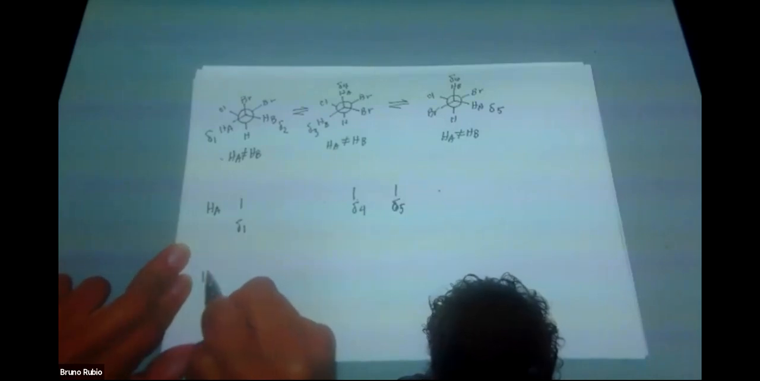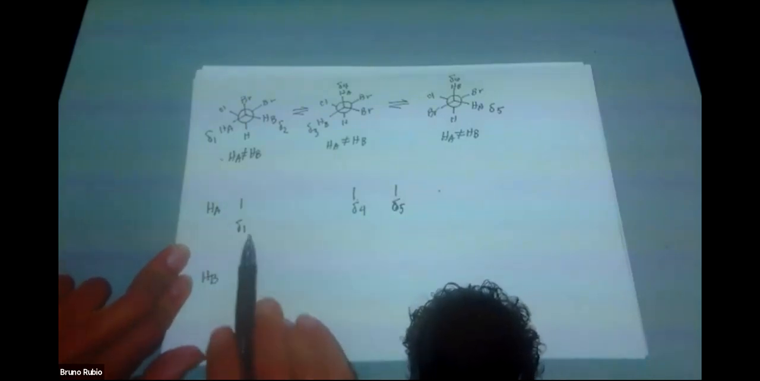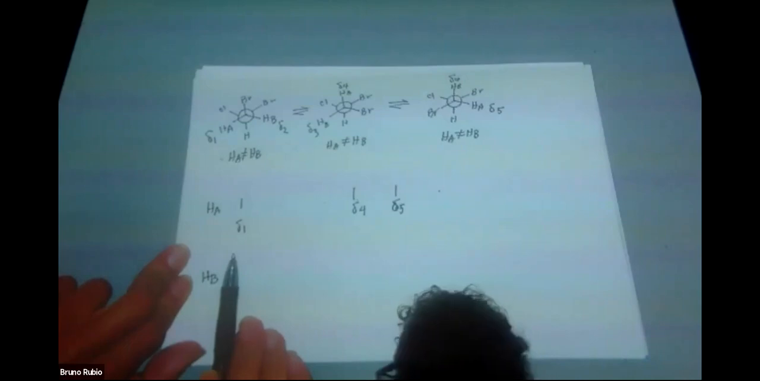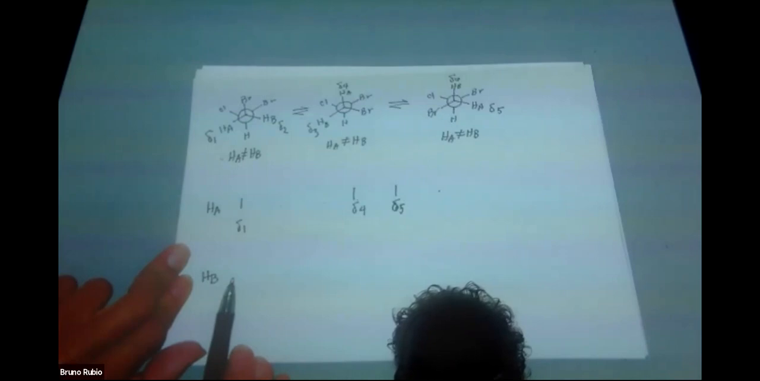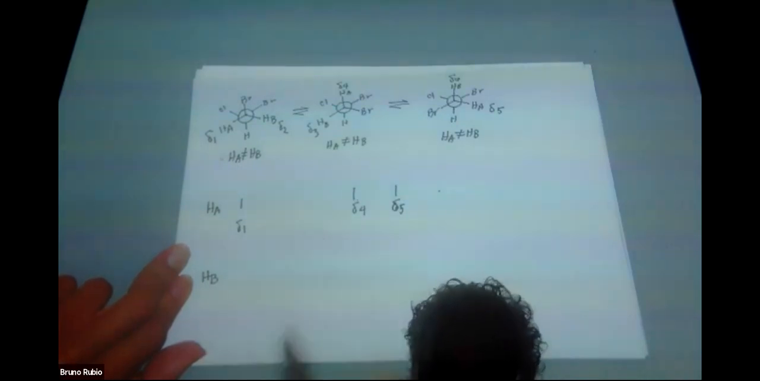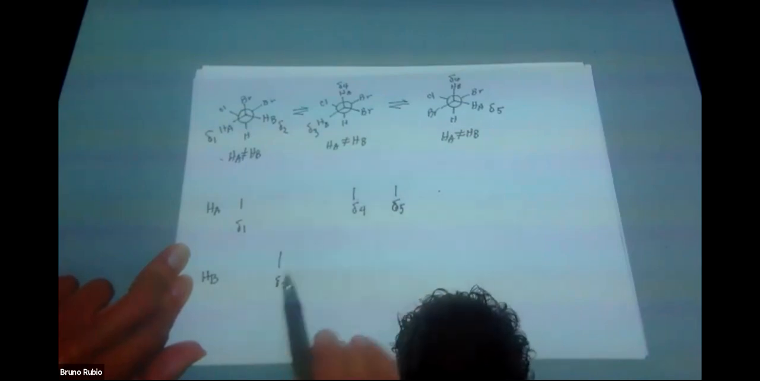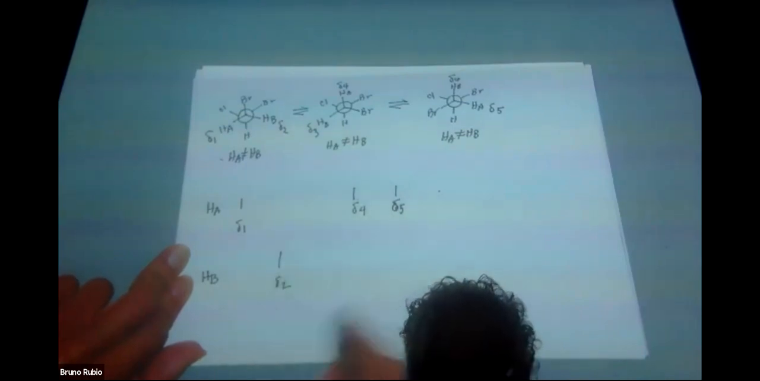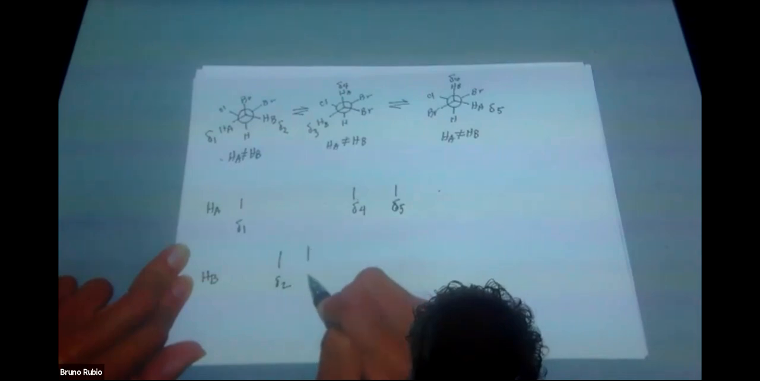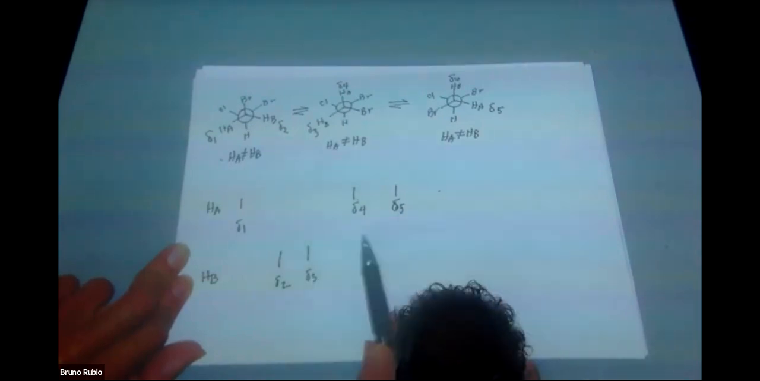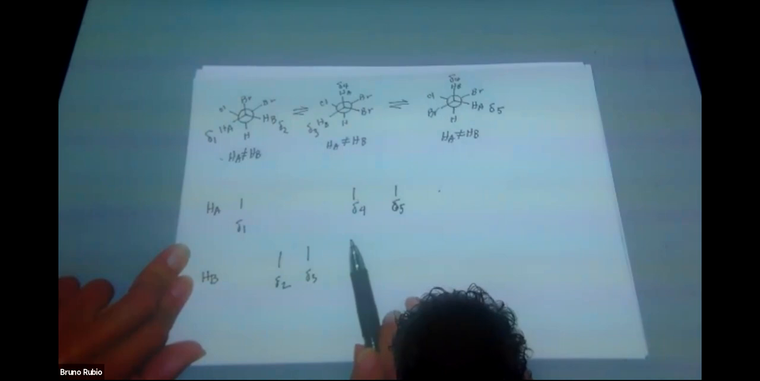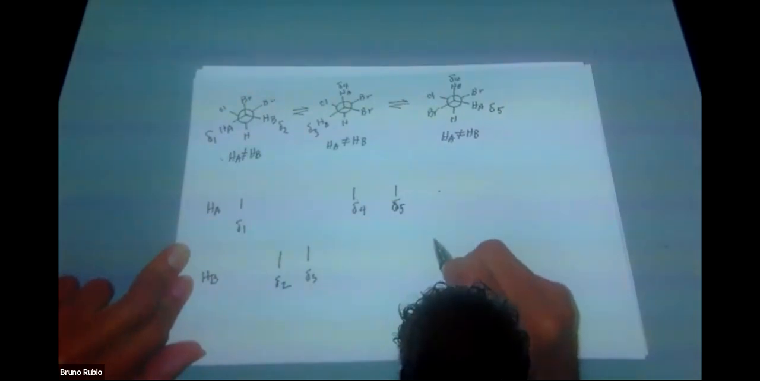Okay, now let's look at HB. Is HB ever delta 1? Nope. Is HB ever delta 2? Yep. Is HB ever delta 3? Yep. Is HB ever delta 4? Nope. Is HB ever delta 5? Nope. Is HB ever delta 6? He is.